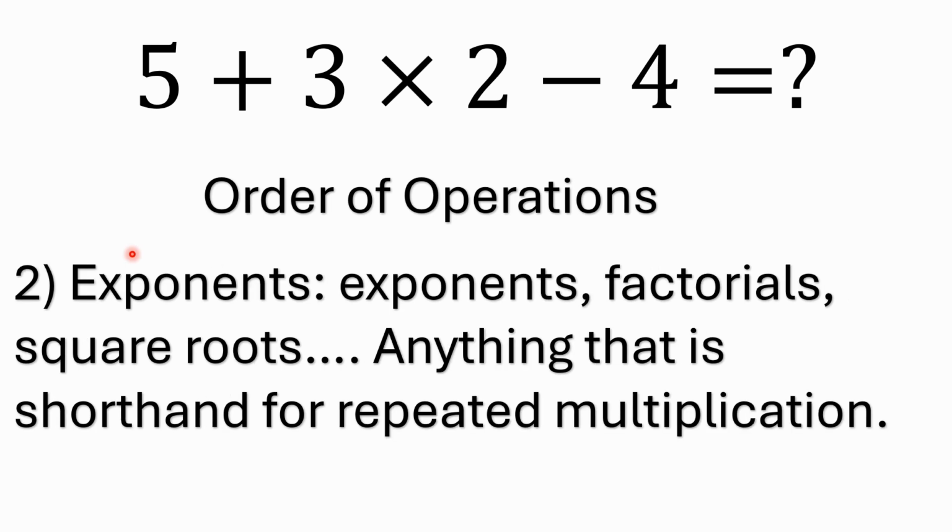The second step would be exponents. Exponents, really, it could be exponents, factorials. If you're familiar with a factorial, it's a number with an exclamation mark after it. But there's factorials or square roots, basically anything that's shorthand for repeated multiplication. So when you hear something like PEMDAS, the E would be exponents, but exponents is just one part of it. It could be factorials or square roots as well. We don't have anything that complicated here. Just keep in mind what they're really talking about is anything that is shorthand for repeated multiplication.